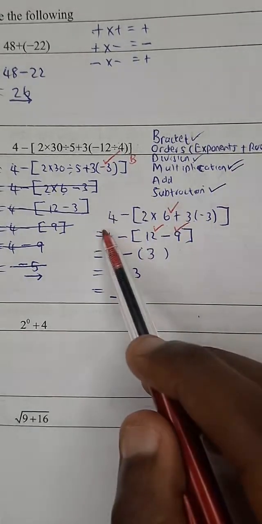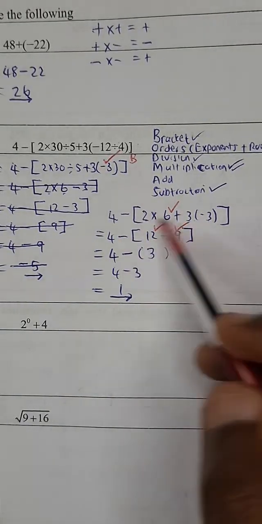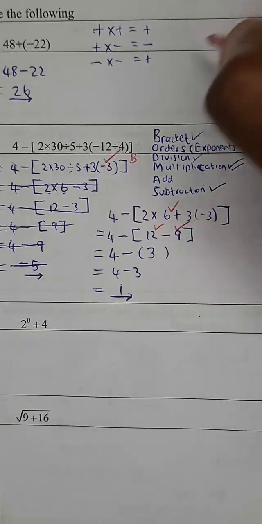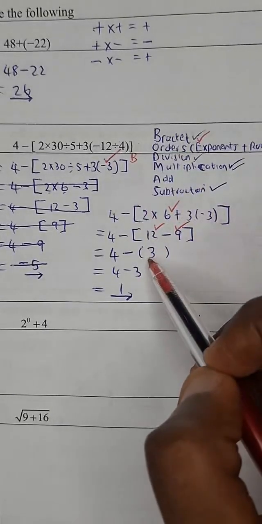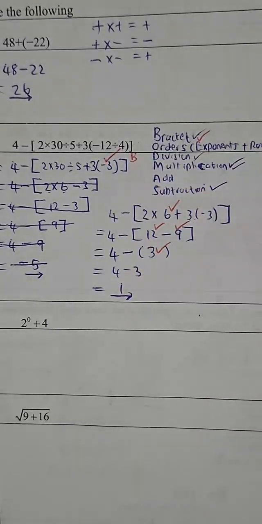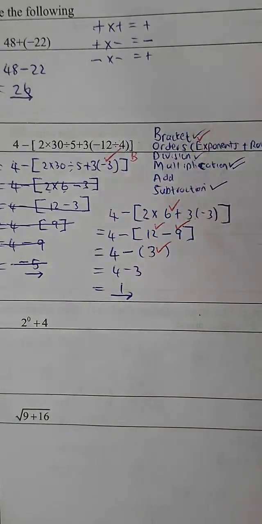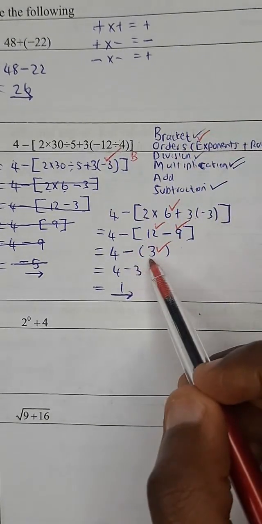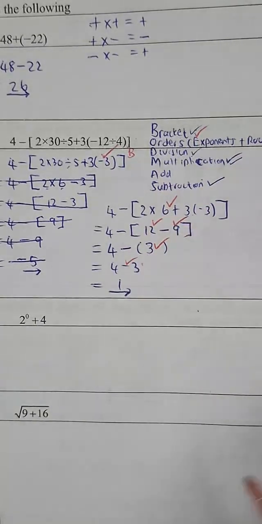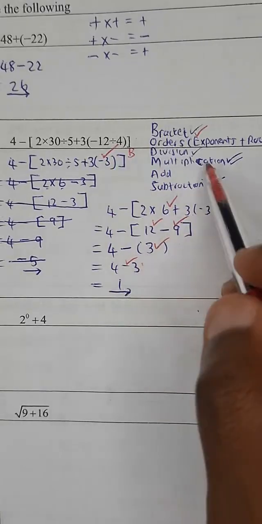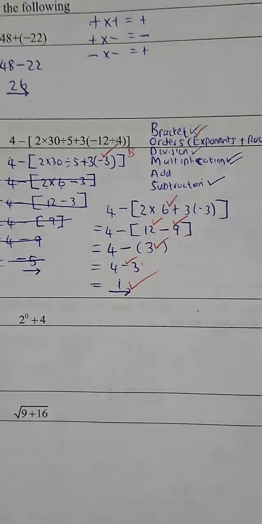What is left? We have 4 minus brackets, 12 minus 9 brackets. So now we go back and we're like, well, let's take care of what is inside these brackets. So we go back to B. What's 12 minus 9? It's 3. Tick. Answer. Then we ask, is there any orders? No. Division? No. Multiplication? Yes. The negative with the bracket. What's a negative times a positive? We remove the bracket. It's negative 3. Tick. Final answer. We have subtraction. We've jumped multiplication, no addition, the subtraction. 4 minus 3 is 1.